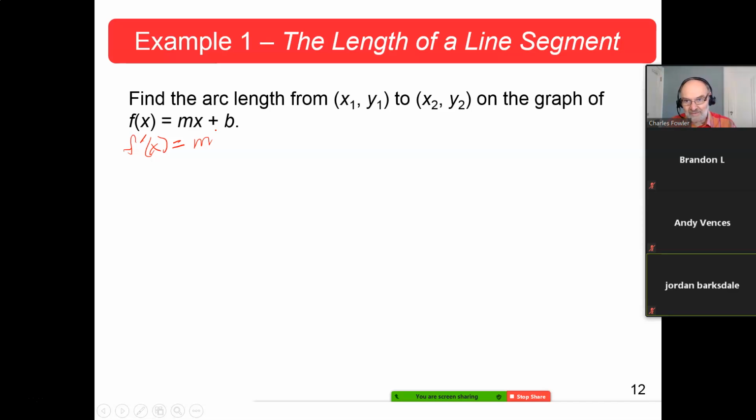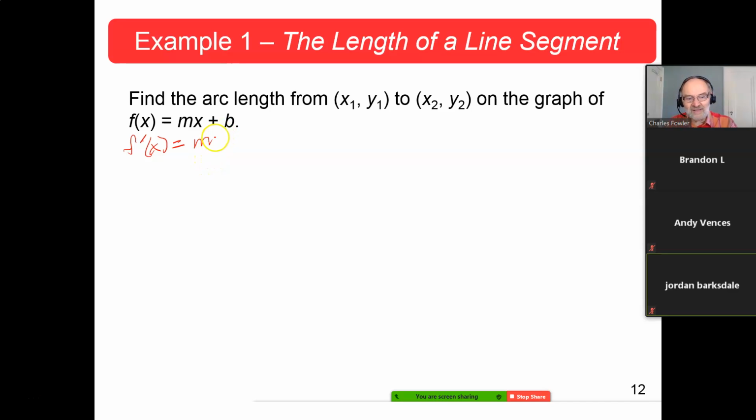M, right? This is to the first power. 1 times m is m. Drop that to the one integer, that would be x to the 0, which is 1. Derivative of b is 0. There's your derivative. F prime is m.